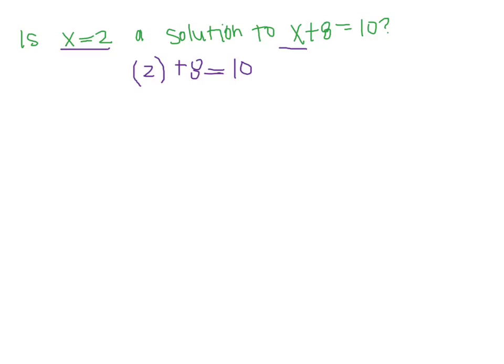Now let's follow order of operations. And I know first thing in order of operations is parentheses. Well, there's nothing I can actually do inside my parentheses, so we move on to exponents, multiply, divide, add, subtract, and adding is the only thing I can do here. So 2 plus 8 is 10, 10 equals 10. Is that true? Yes, it is. So I'm going to write yes. X equals 2 is a solution.